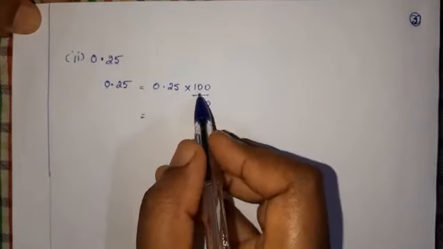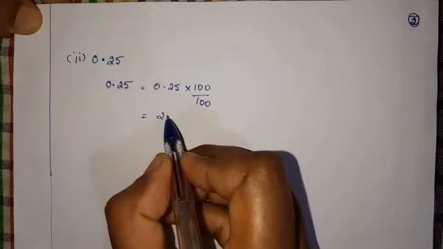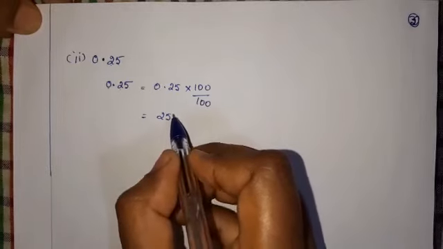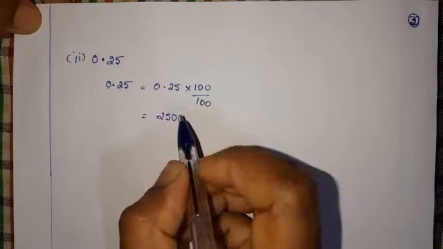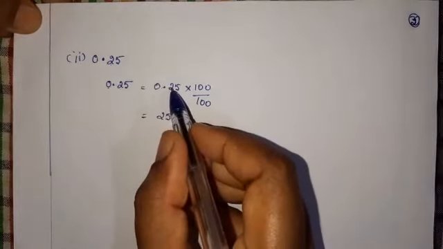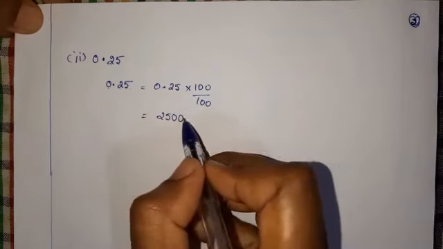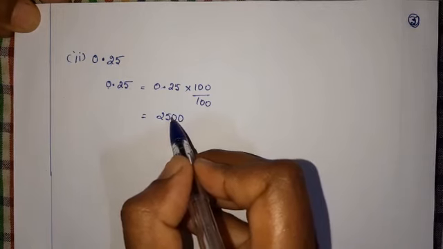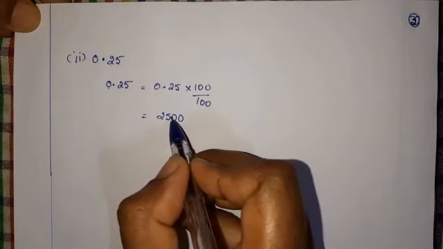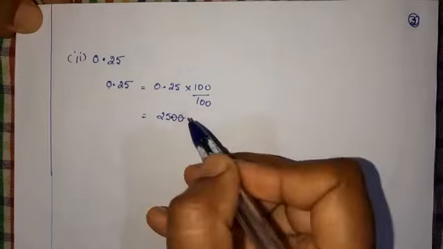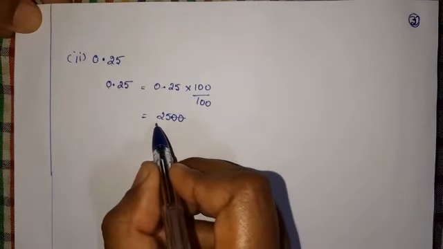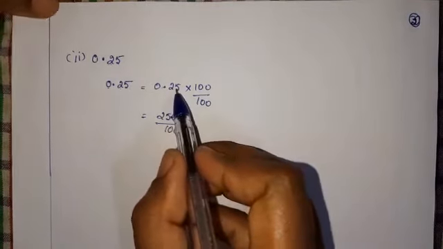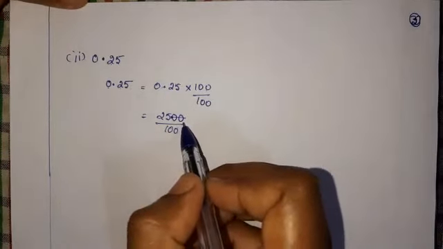0.25 into 100 means 25 into 100. Therefore, you have to add 2 zeros. After the decimal place, how many digits? 2 digits. Therefore, from the right, count 2 digits, put the decimal and then cancel this 0. Divided by 100. Once again, 25 into 100, 2500.